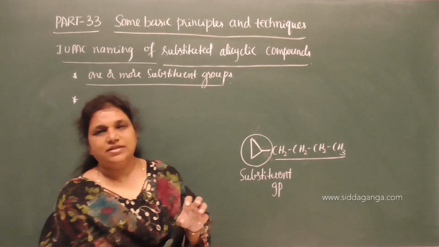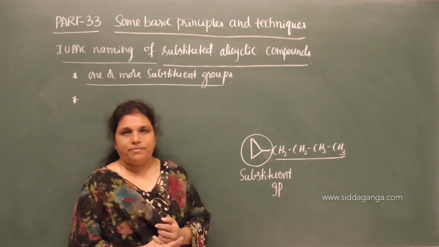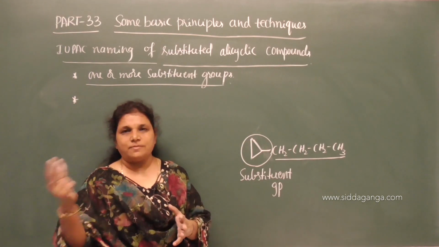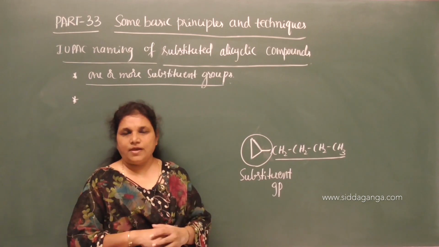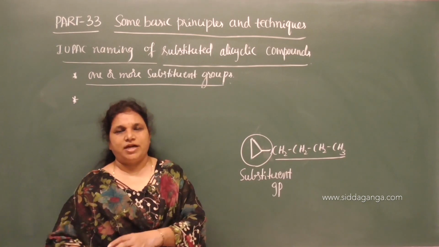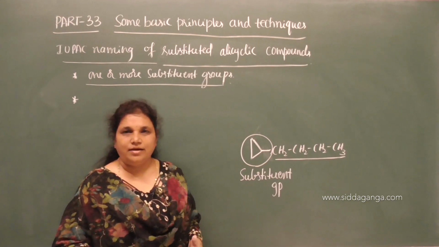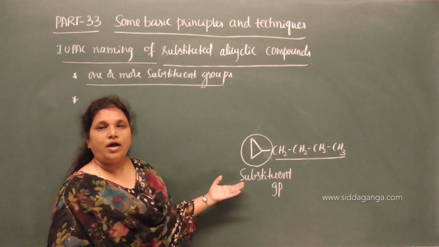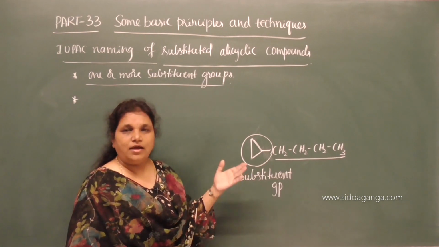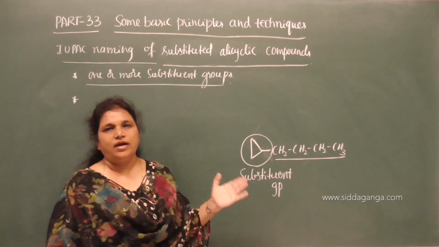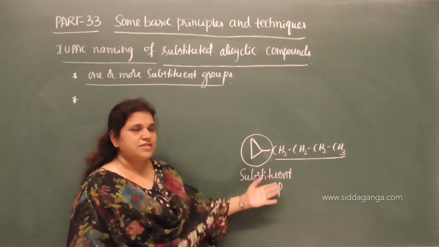So how to treat this as a substituent group? For example, the methyl group is obtained from methane. So from an alkane, if one hydrogen atom is removed, what group do we get? Alkyl group. Similarly, from cycloalkanes, if we remove one hydrogen from the cyclic ring, that becomes a substituent group.